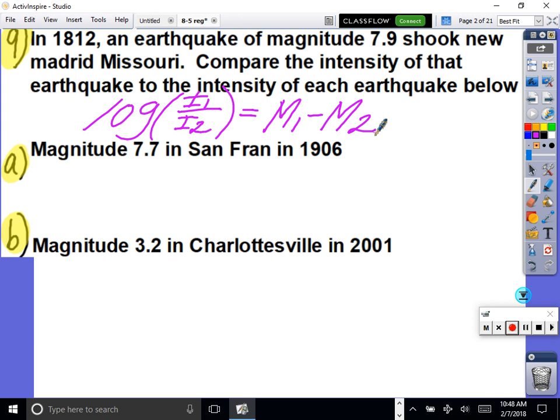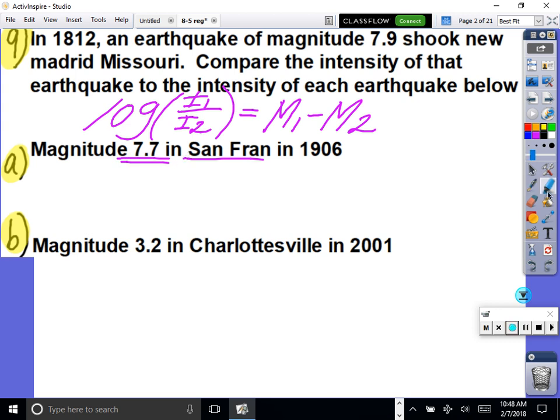given the magnitudes. So it says in 1812, these are true earthquakes that have happened. In 1812, an earthquake of magnitude 7.9 shook New Madrid, Missouri. Compare the intensity of that earthquake to the intensity levels of the earthquakes below. So there was also in San Francisco an earthquake of magnitude 7.7. We want to compare intensity levels.